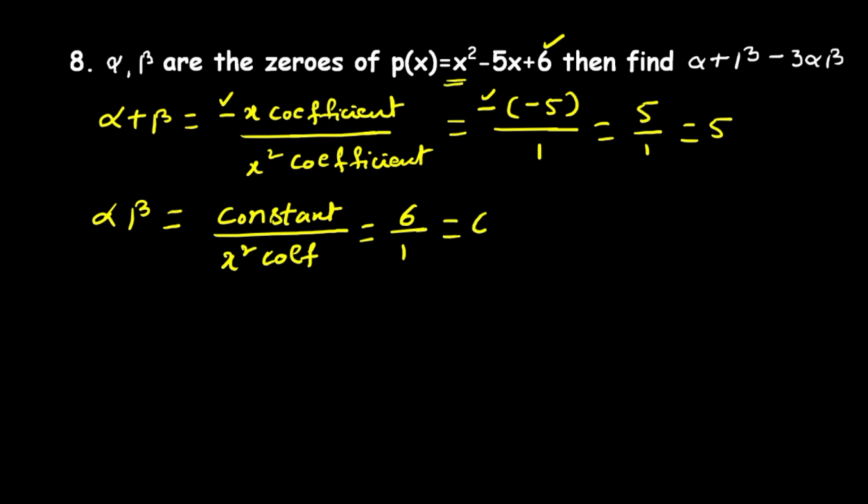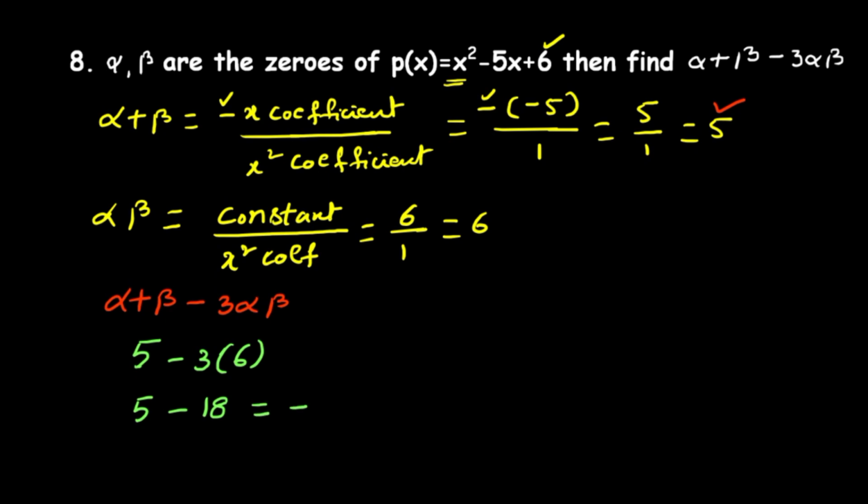Now what is the question given? The question is alpha plus beta minus 3 alpha beta. What is alpha plus beta we got? That is 5. So we substitute 5 here. Minus 3 into, what is alpha into beta? That is 6. So 5 minus 3 sixes are 18. 5 minus 18 equal to minus 13. This is the required answer for this question.